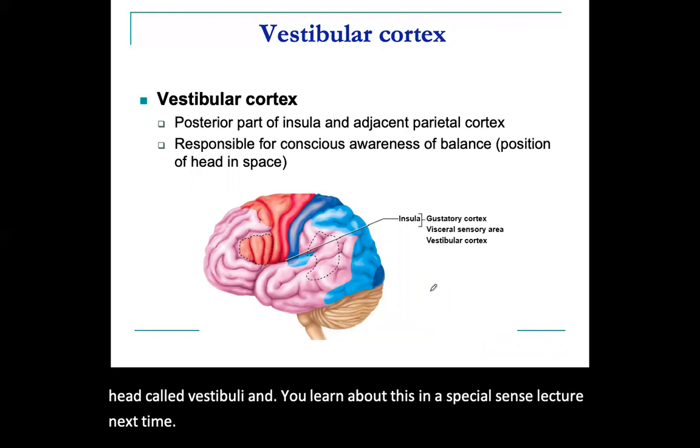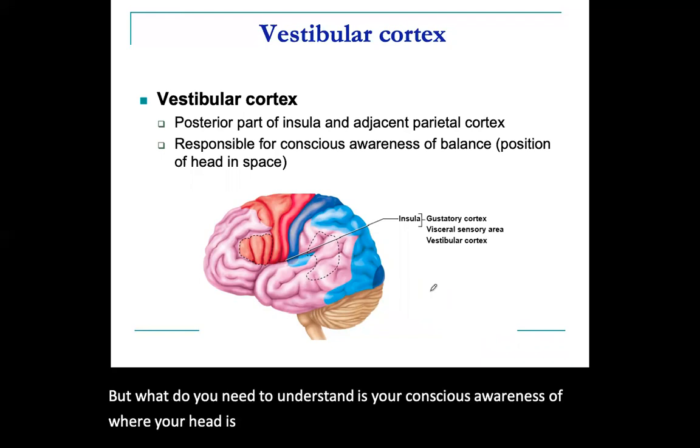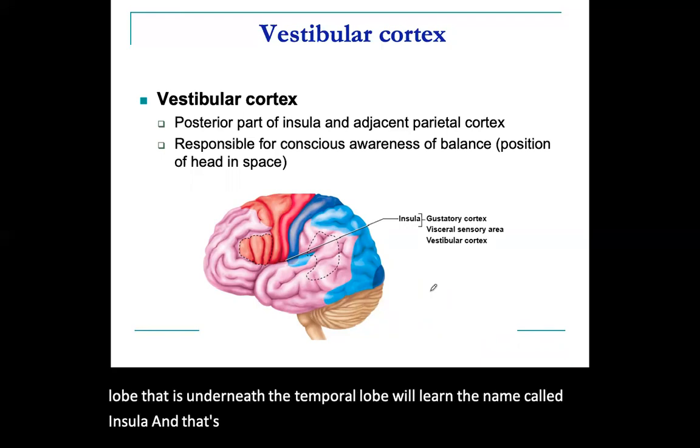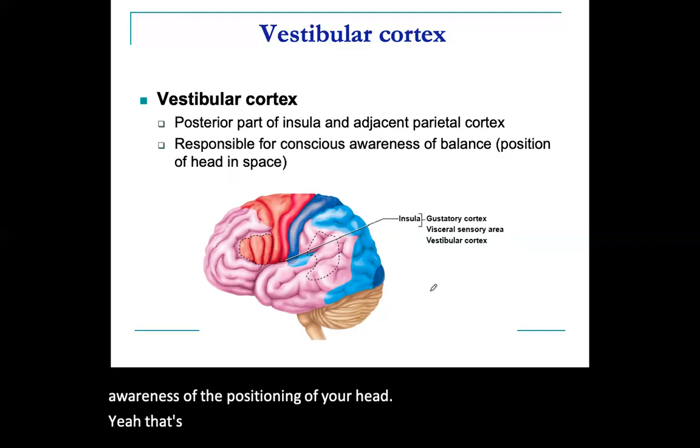But what we need to understand is your conscious awareness of where your head is in relation to space is processed by the deep lobe that is underneath the temporal lobe. We learned a name called insula, and that's basically the part that's giving you a conscious awareness of the positioning of your head. Again, that's called vestibular cortex.